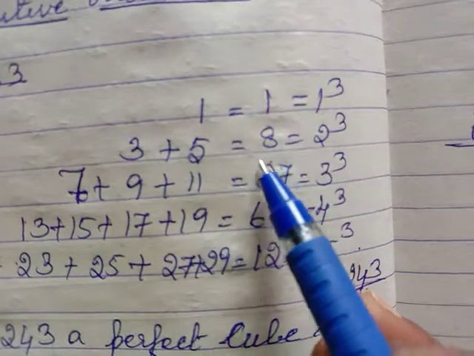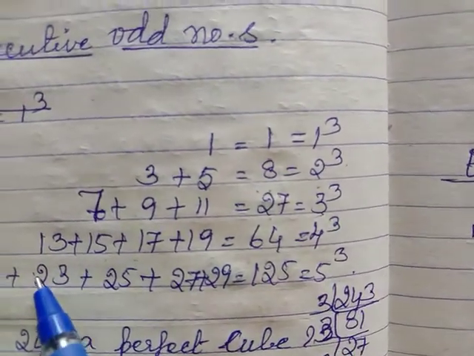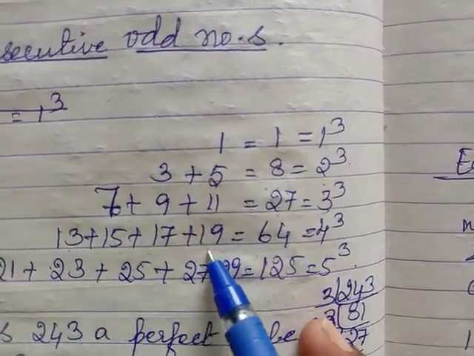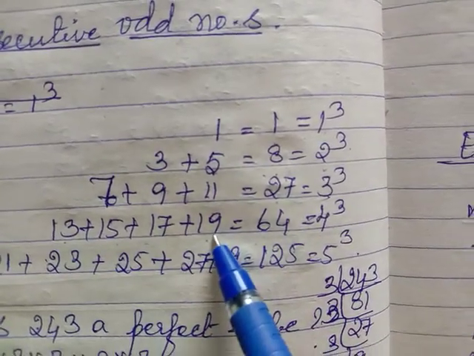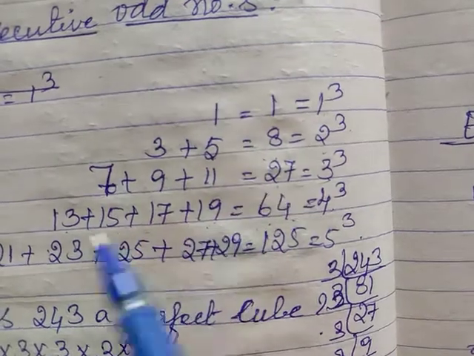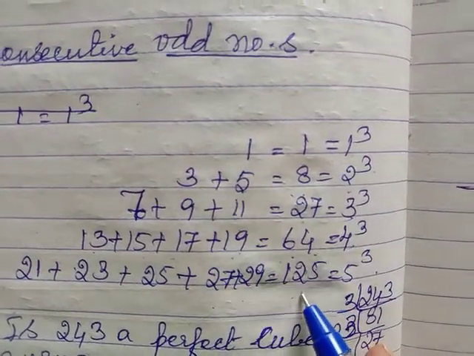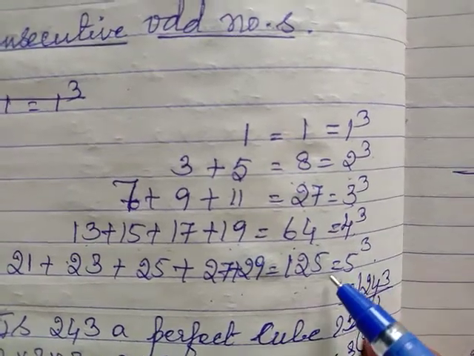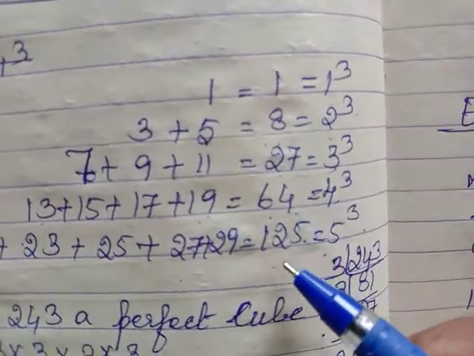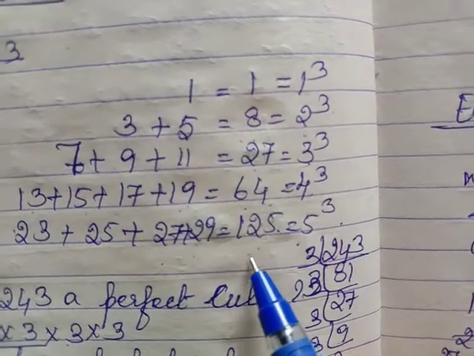So here 3 plus 5 is 8, that is 2 cube. 7 plus 9 plus 11 is 27, 3 cube. Then how are we getting 13 after 11? 13 plus 15 plus 17 plus 19. So here we are increasing one number in each step. This is 64, that is 4 cube. Now after 19, the next odd number is 21, isn't it? So 21 plus 23 plus 25 plus 27 plus 29 is equal to 125, that is 5 cube. Okay, children, this is the property you can see: when you are adding consecutive odd numbers, you will get cubic numbers. So you can continue this. After 29 is 31 plus 33, like that, so you will get the next cubic number.